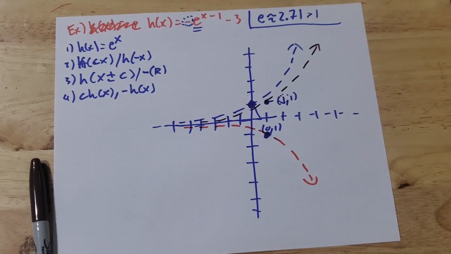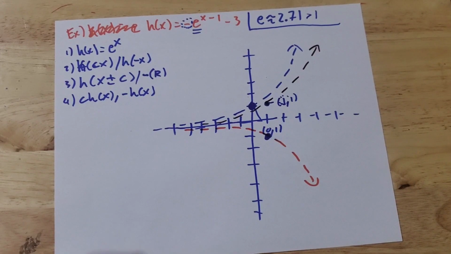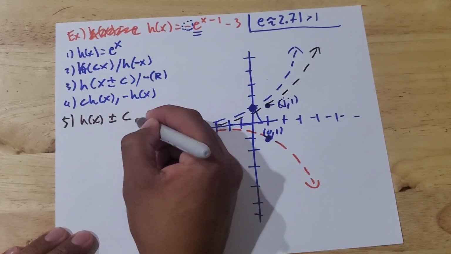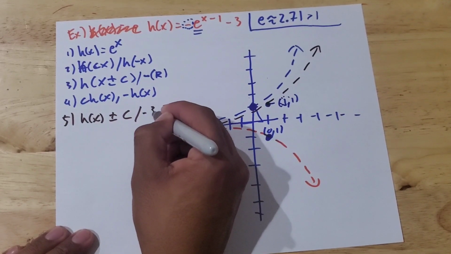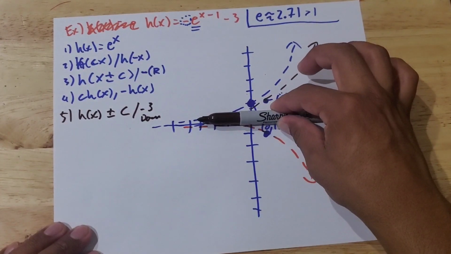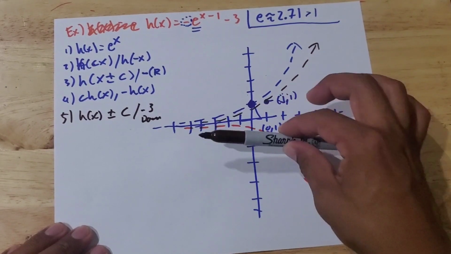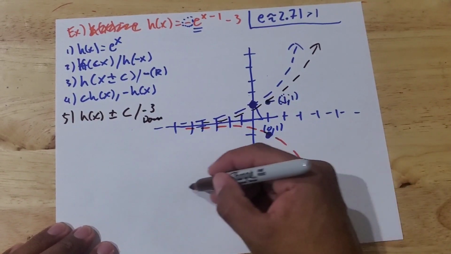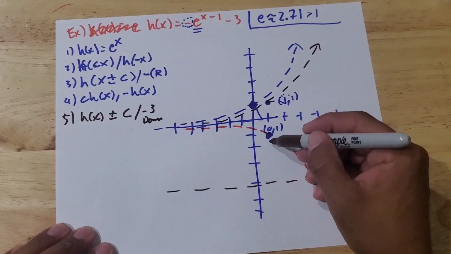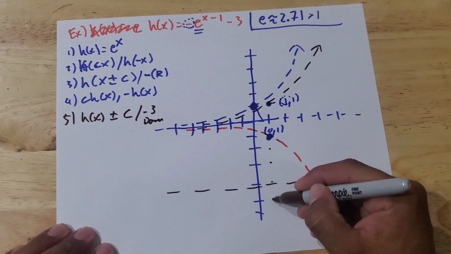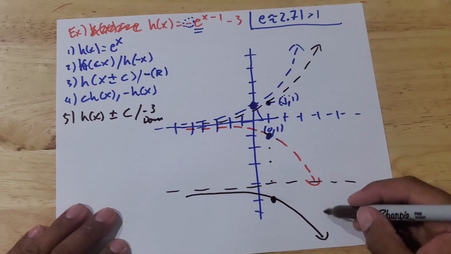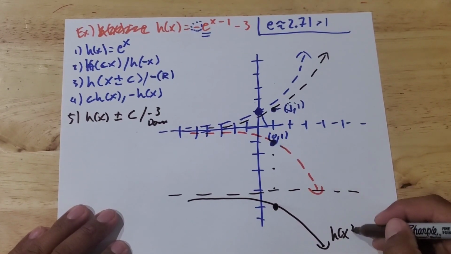Just getting reflected downward. And then lastly, we need to see if anything is adding or subtracting outside, which there's a subtracting 3, so that means you're going to go down. But what's also going down is this horizontal asymptote. It's going down 1, 2, 3, 4. So it's going to be here. And then that point, same thing, is coming down 1, 2, 3, 4. And this is where the graph is going to end. That's going to be my h of x here.